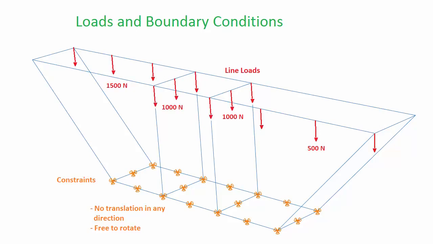All the beams on the lower side are constrained in such a way that they cannot translate in the X, Y, or Z direction. However, they are free to rotate. Line loads of 1500, 1000, and 500 newtons are applied as shown in the figure.